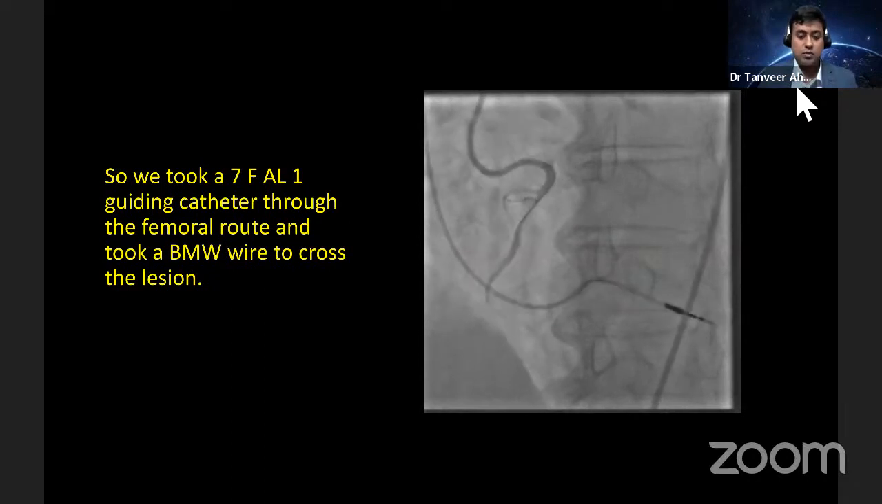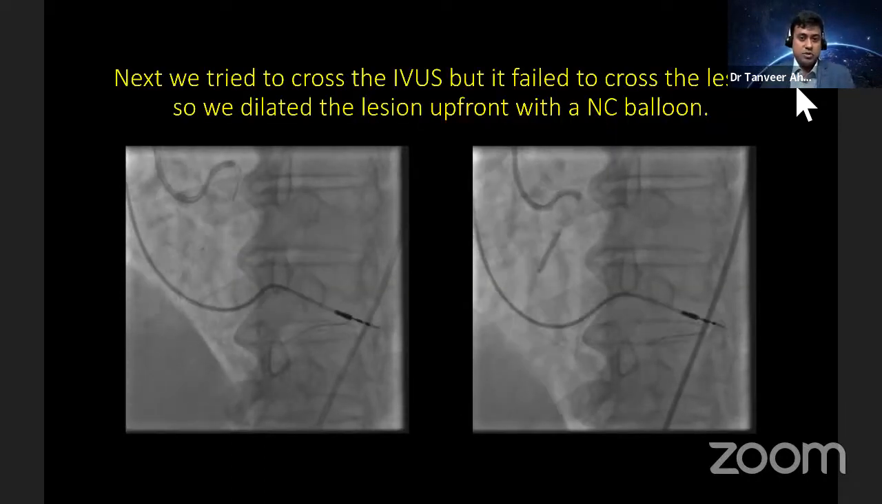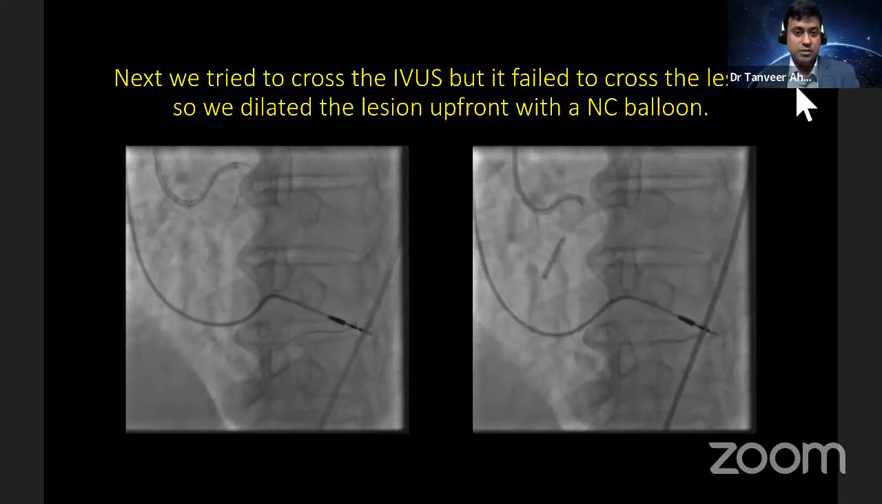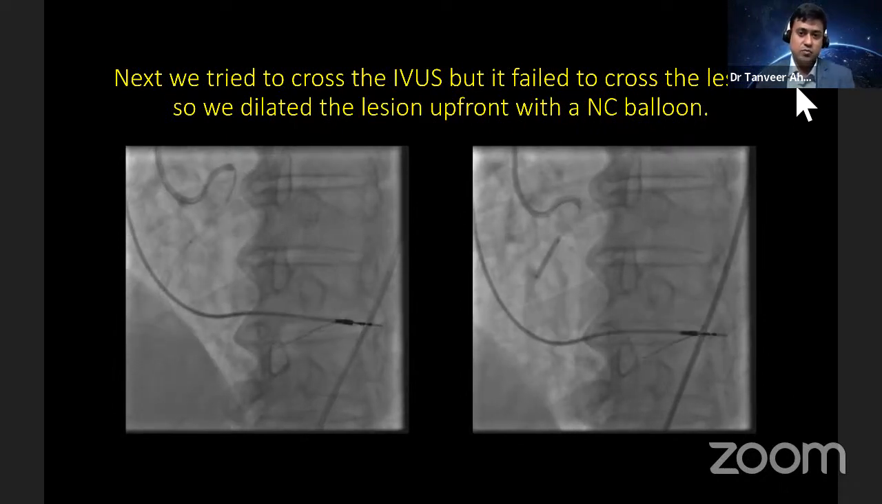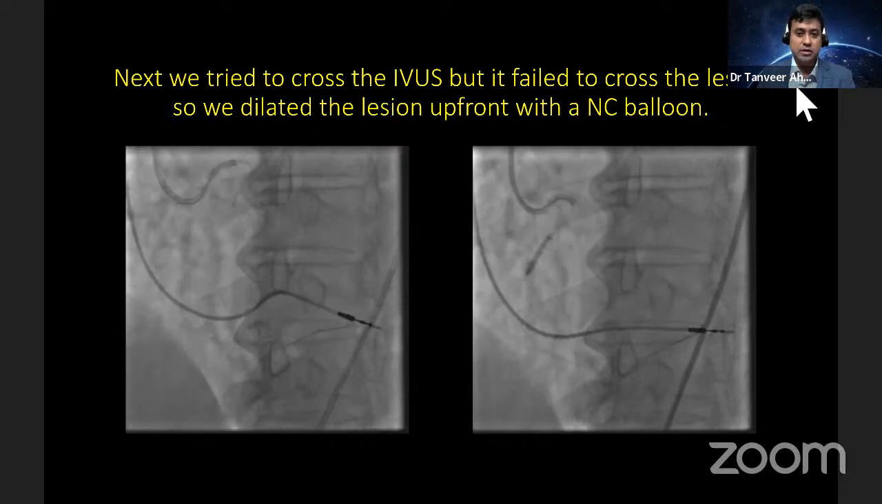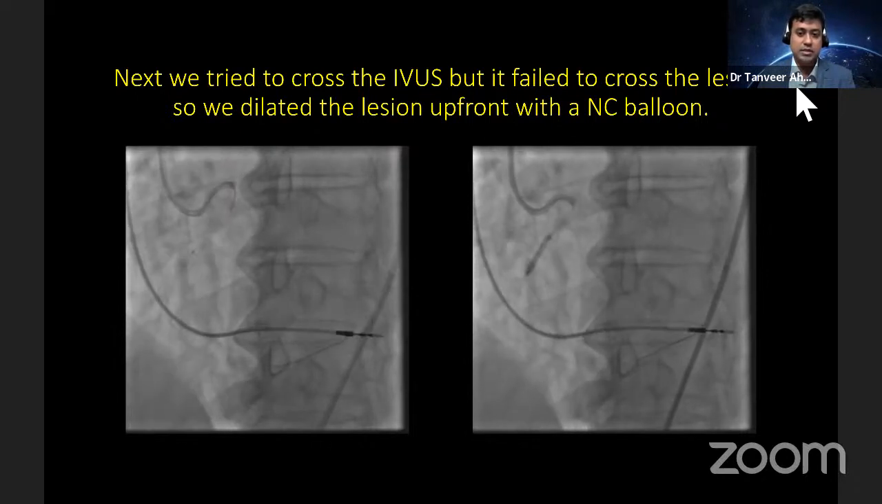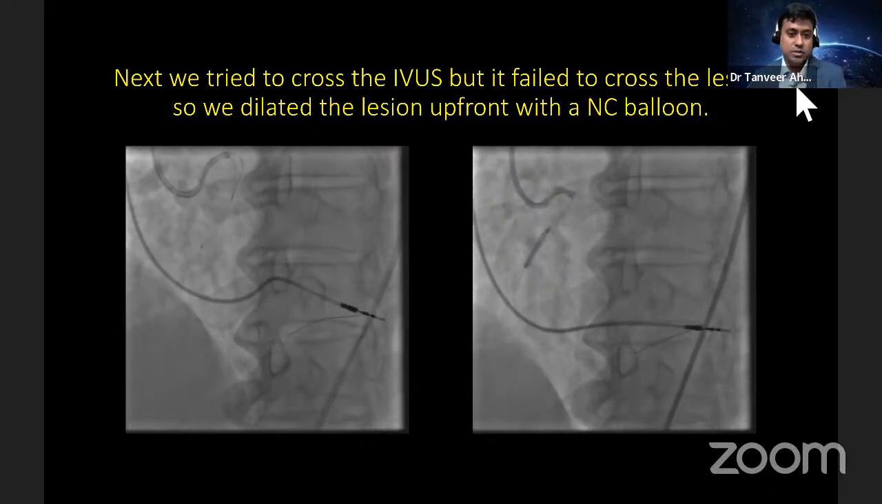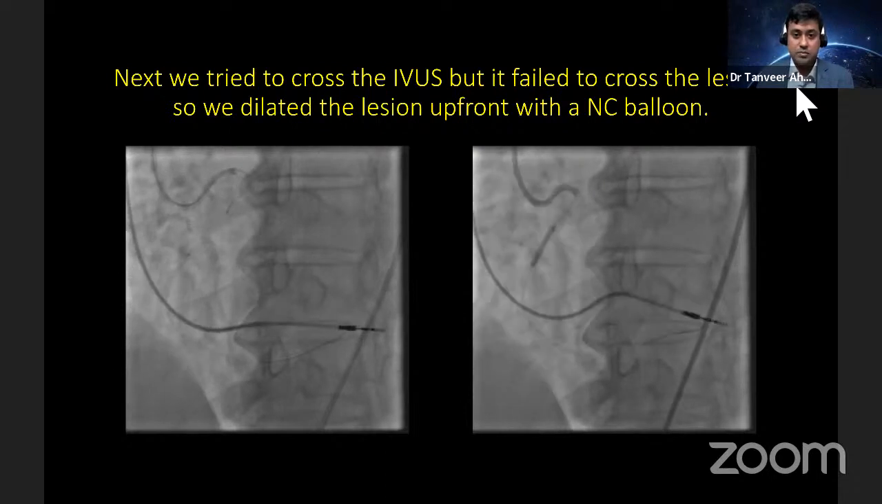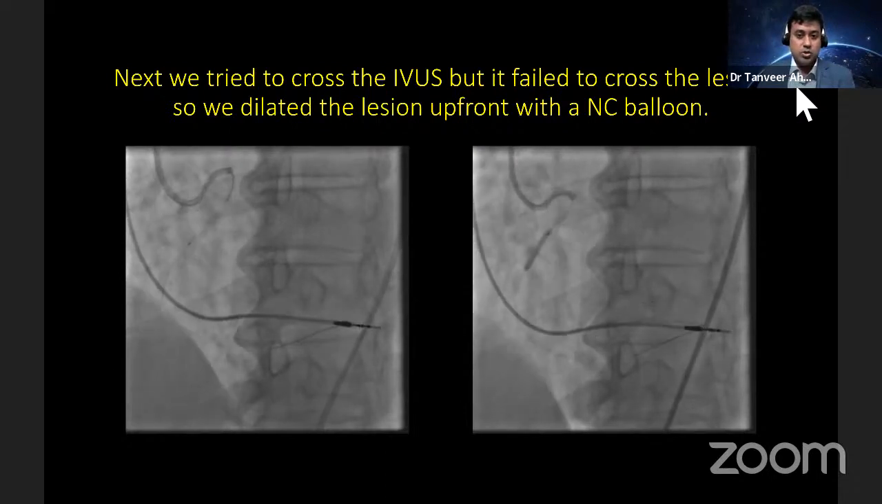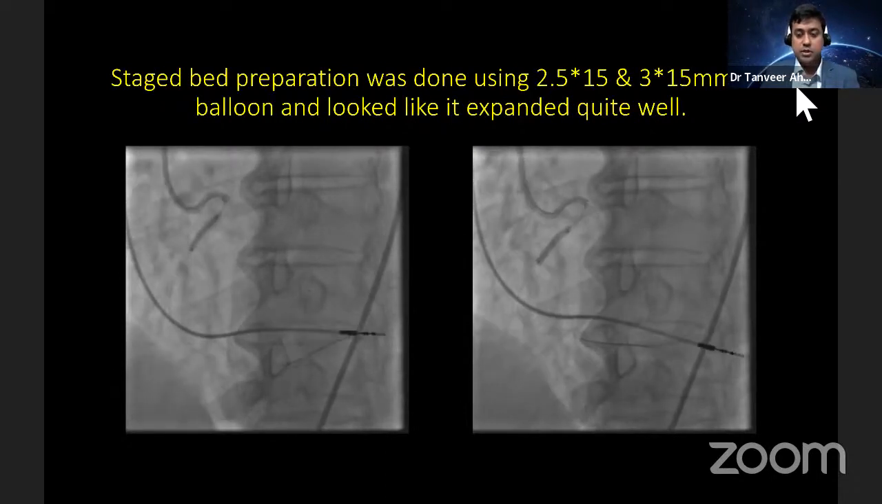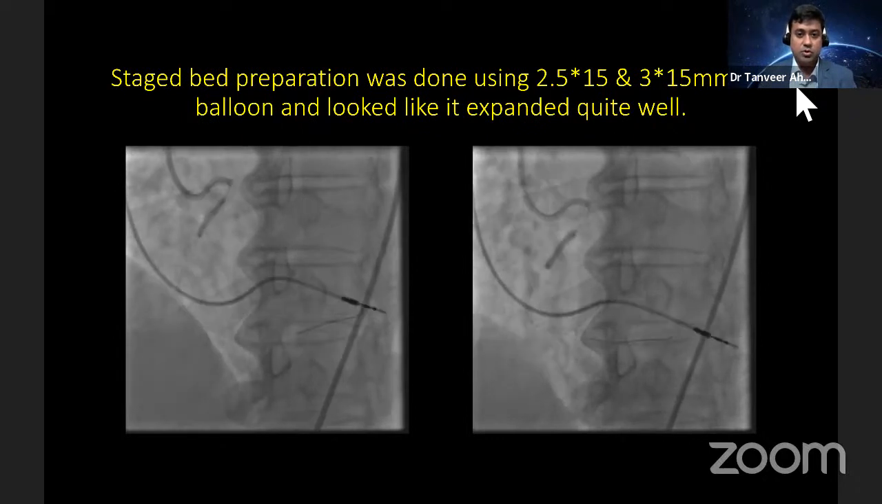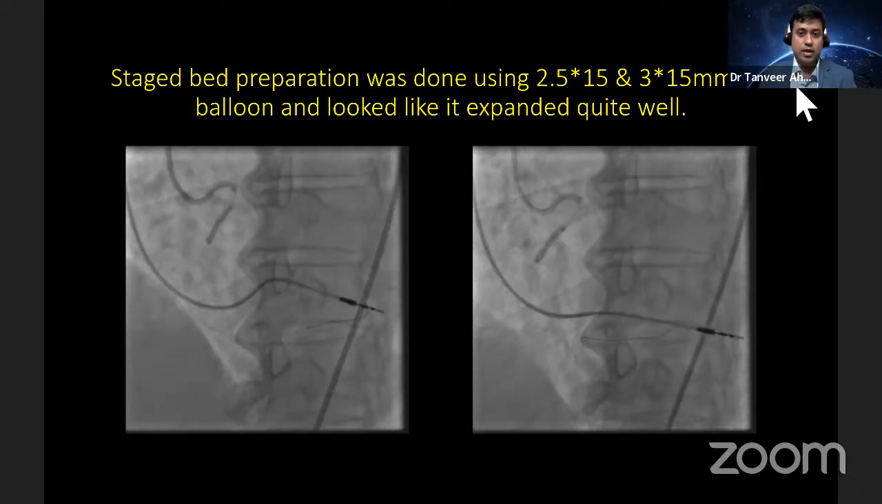where we took a 7-French AL guiding catheter and then a BMW wire to cross the lesion. We tried to cross with the IVUS first, but as there was some difficulty in crossing the IVUS, we thought we'll balloon the lesion up front, because the lesion didn't seem to be significantly loaded with calcium angiographically. So predilatation was done using a 2.5 balloon and it looked like it expanded quite well.